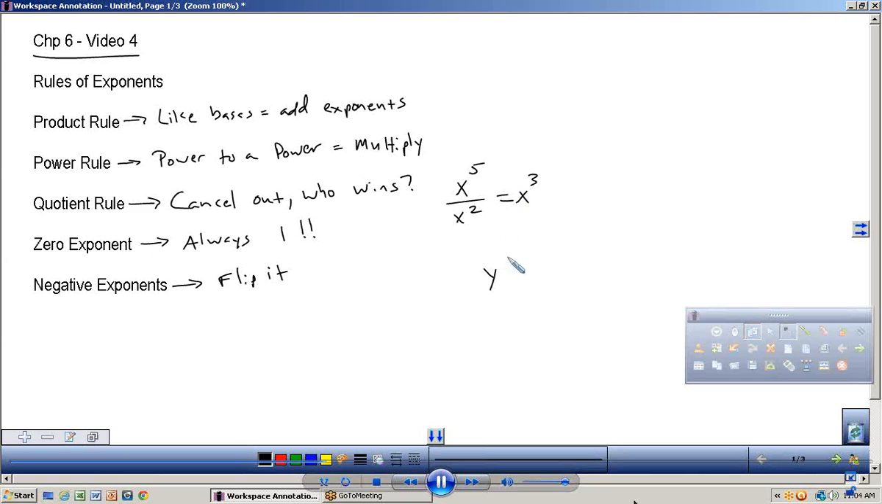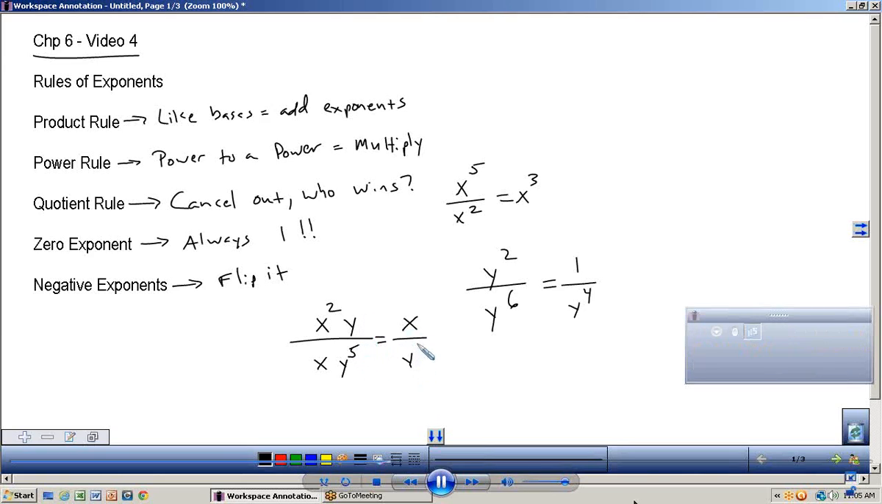And by the same token, if you have more on the bottom, so y squared over y to the 6th. These exponents always cancel each other out, so it's going to be y to the 4th on the bottom. But this doesn't just go away. He's left with a 1 on top, and y to the 4th. And the same thing could happen if you have, let's see, x squared y over, I don't know, x y to the 5th. Okay? Treat the bases separately. Treat the x's separately. There's 2 here and 1 here. That means 1 x is left on the top, and there's 1 here and 5 here, so the 1 cancels 1 out on the bottom, and you're left with y to the 4th on the bottom. All right? So that's the quotient rule.